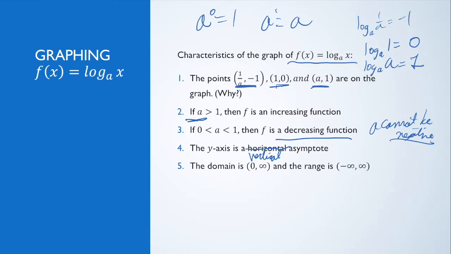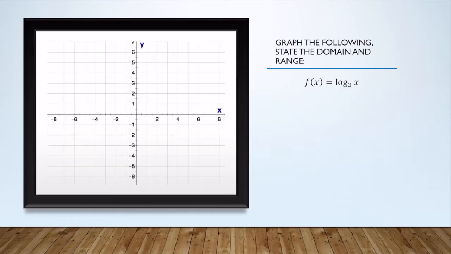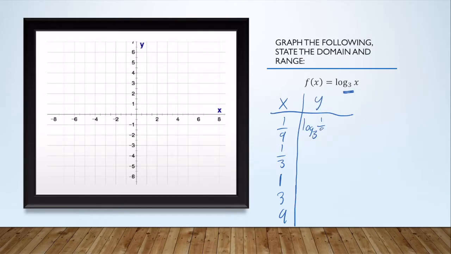So why don't we practice graphing a couple of these? If I have f of x equals log base 3 of x, whereas before I took nice x values, now I want to pick x values that make sense for 3, like a ninth, a third, 1, 3, 9. So log base 3 of 1/9 is negative 2.